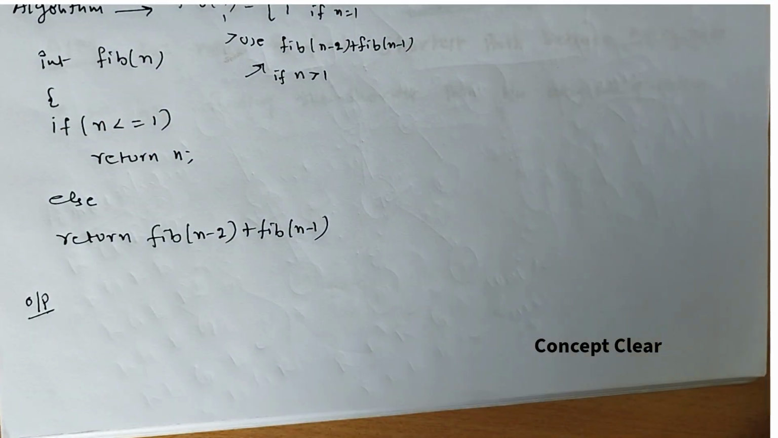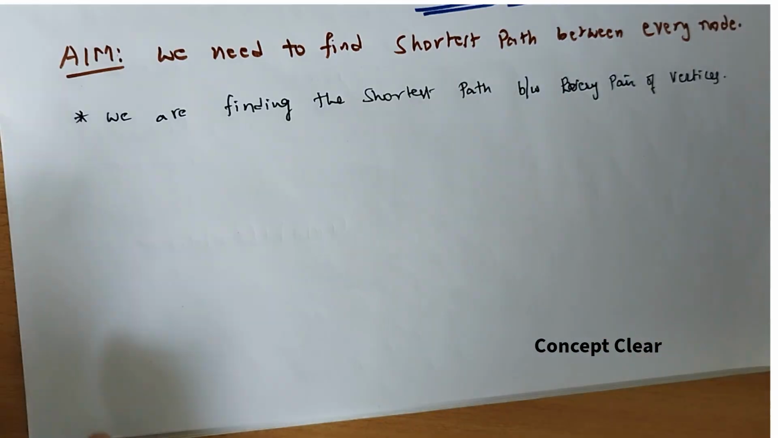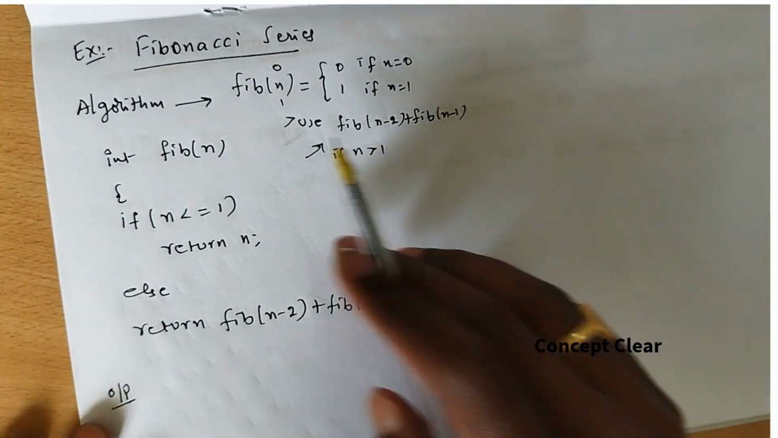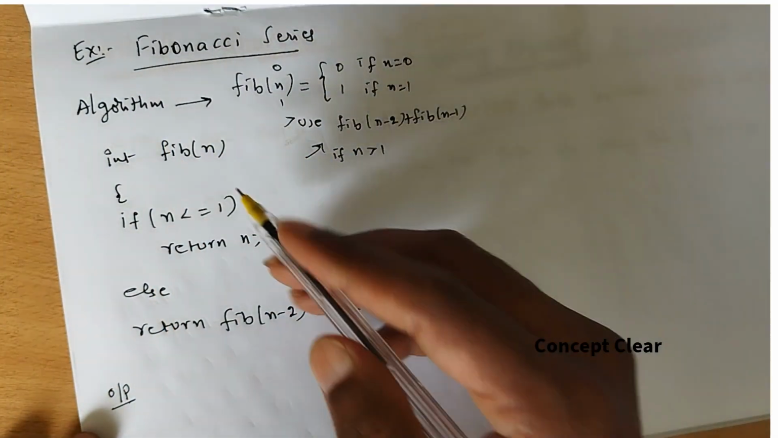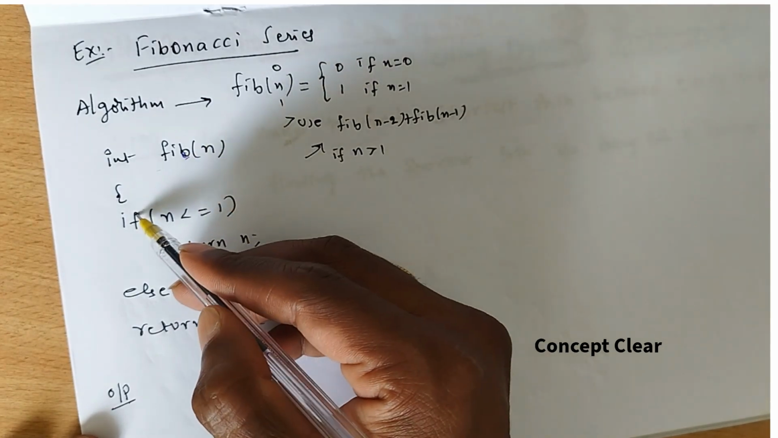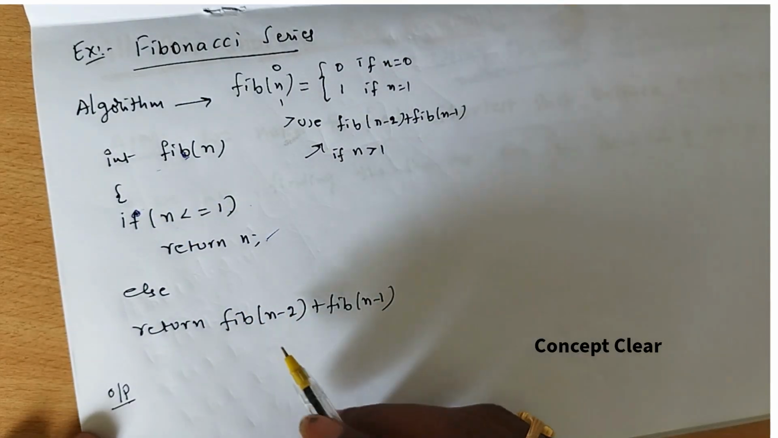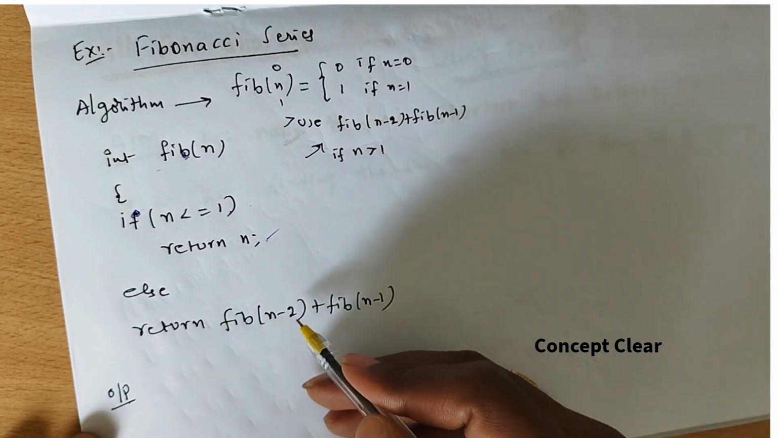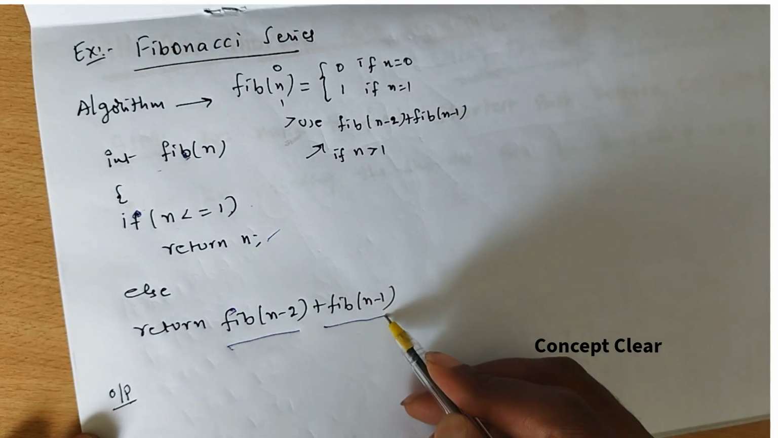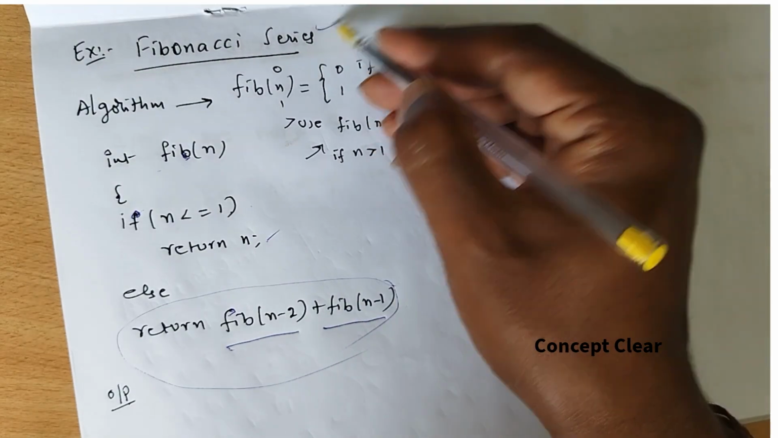Here we will see the algorithm. What is the algorithm for Fibonacci? The algorithm is regarding the Fibonacci series. Here I am taking fib of n. If n is less than or equal to 1, then return n. Else return fib of n minus 2 plus fib of n minus 1. This is the major logic for the Fibonacci series.